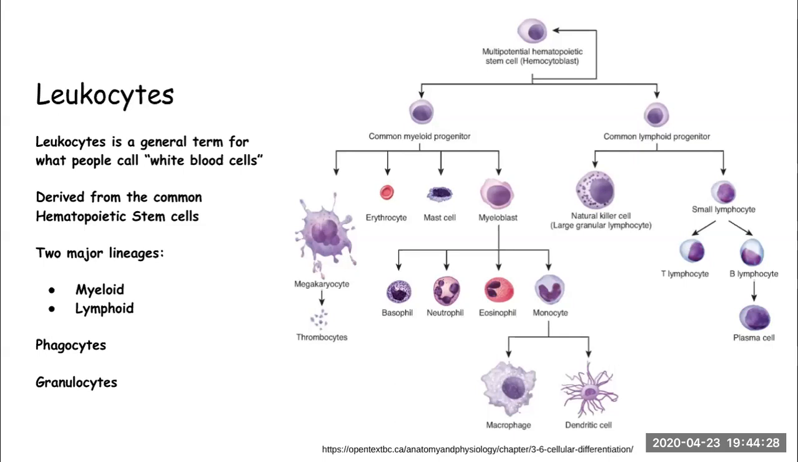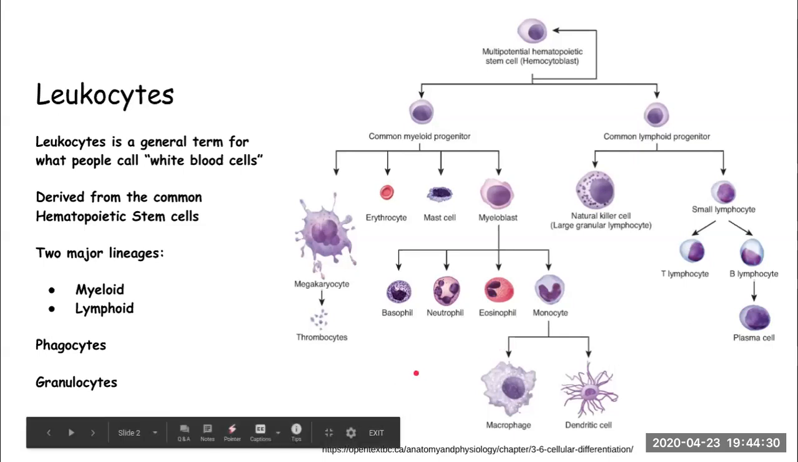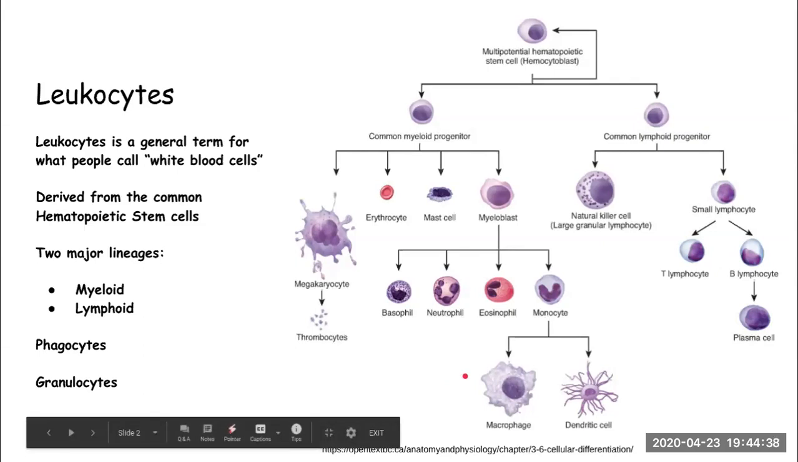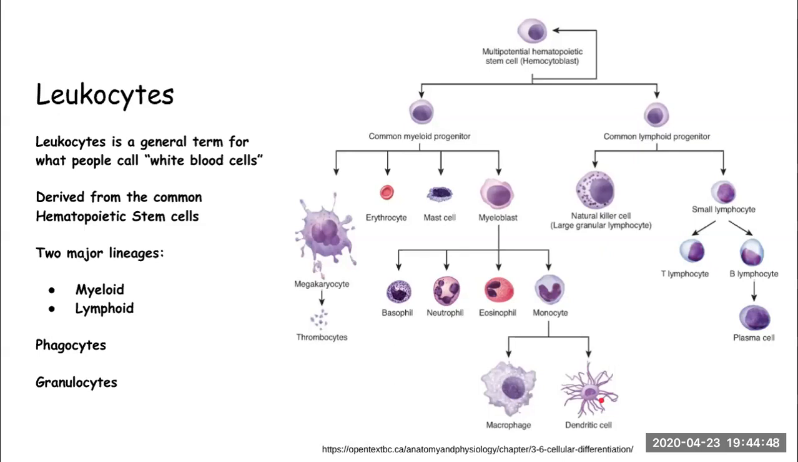Another way of thinking about this is we consider a subset of these cells called phagocytes. And so these are, to phagocytose is to engulf. And so these are cells that can engulf pathogens. We think of these as definitely the macrophages, definitely the neutrophils. The dendritic cell has some phagocytic capabilities as well.